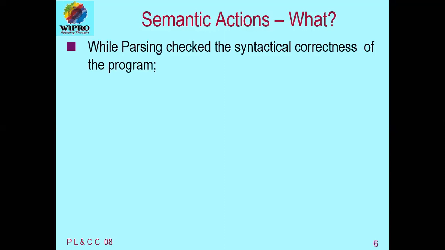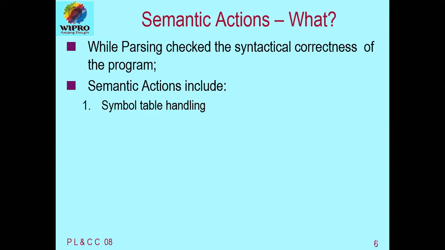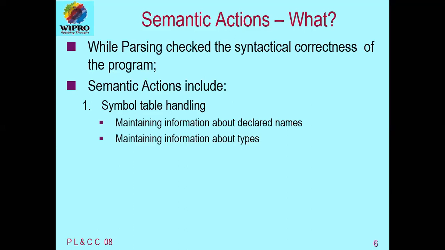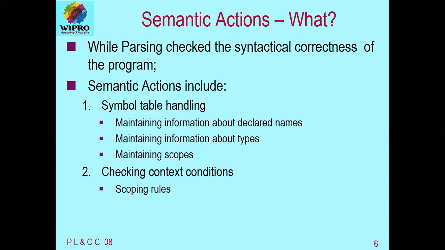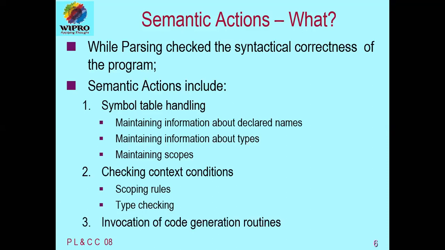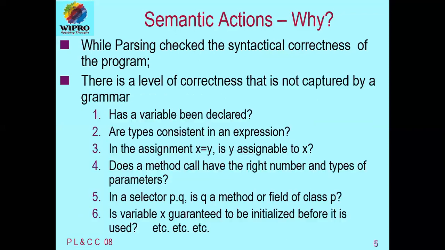What are semantic actions? While parsing, semantic actions include the symbol table, which maintains information about the user-defined names, information about the types, and scopes. The second one is context checking, that is scoping rules and type checking. The third one is invocation of code generation routines, which is done at the end of semantic analysis. So this is what exactly we need to understand and discuss. Please have a look. We shall go to the previous slide.